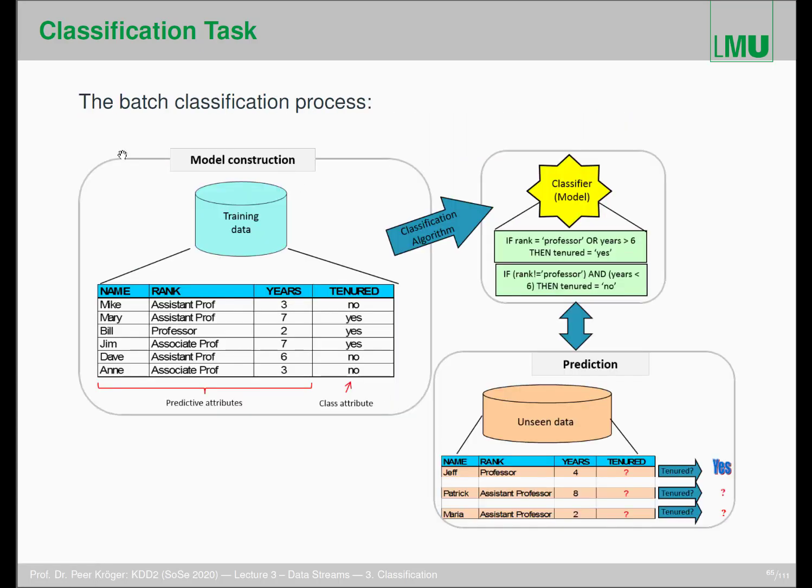Yeah, the batch classification process typically has two steps. We first train the model, so we learn the model from the training data in the first step, and then in the second step we do the prediction on previously unseen data in order to get the labels predicted.